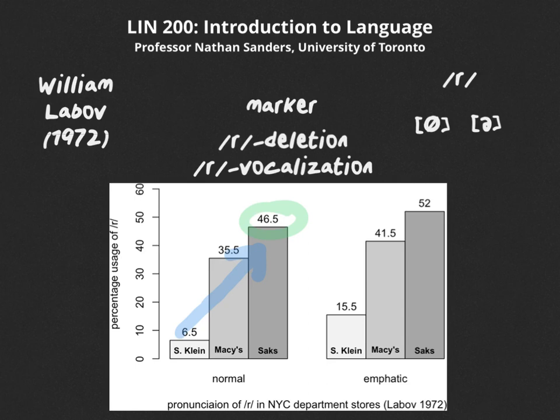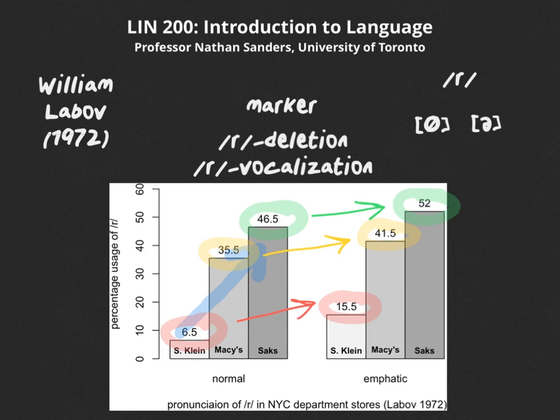Second, Labov found that this variable could be manipulated even further at a smaller level within a given social situation. In the emphatic responses, R was pronounced more often than in the first normal responses, and this effect was seen in all three stores. This study, and many other similar studies since, show that speakers are capable of unconsciously manipulating sociolinguistic variables in a variety of ways for many different purposes.